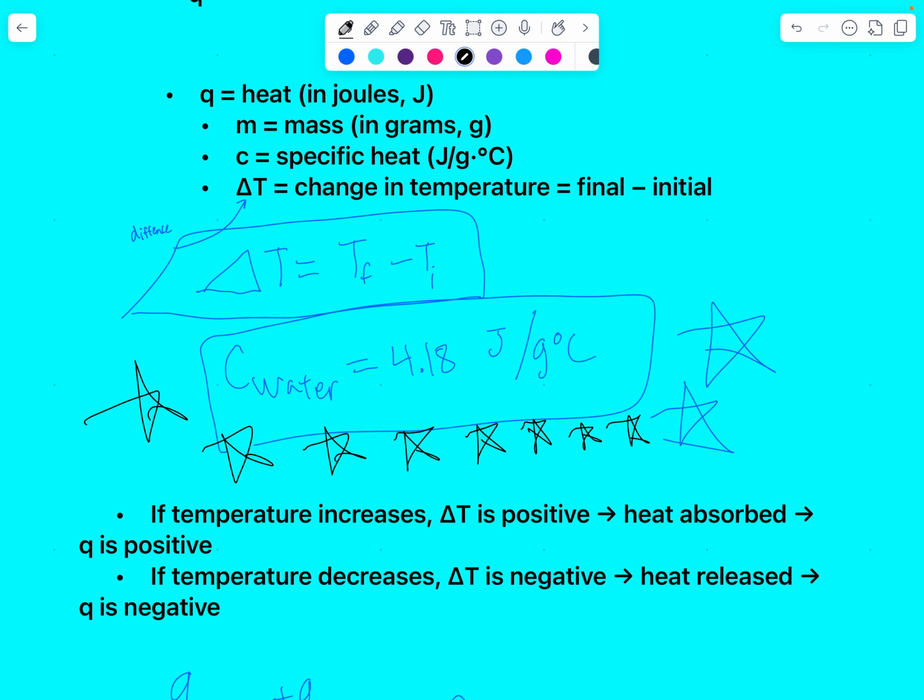If temperature increases, delta T is positive, which means heat was absorbed, which means Q is positive. If temperature decreases, delta T is negative, heat was released. Exothermic, little hint, and then Q is negative. Water has a high specific heat, which means it takes a lot of energy to change its temperature. That's why water is almost always involved in calorimetry labs.